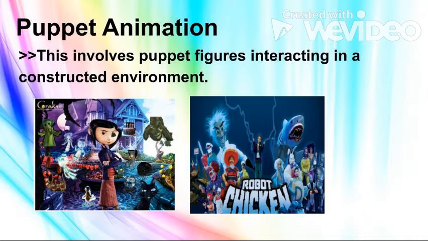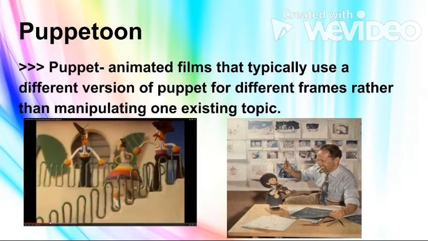Okay? So, we can see in the picture the example that is a puppet animation. Another one, we have puppetoon. Puppet animation and puppetoon class are different. Quite similar, but there's a difference. Puppetoon class, puppet animated films, typically use a different version of puppet. The difference is they use different frames rather than manipulating one existing puppet.